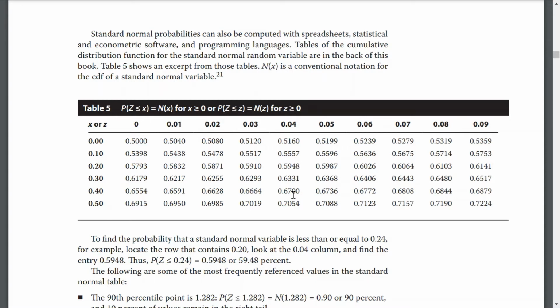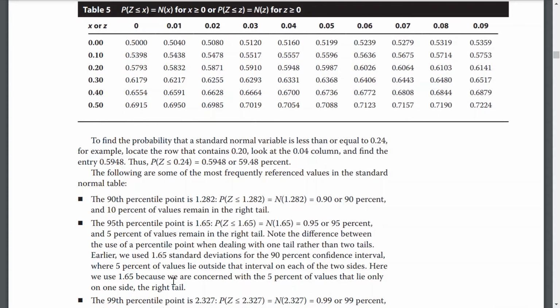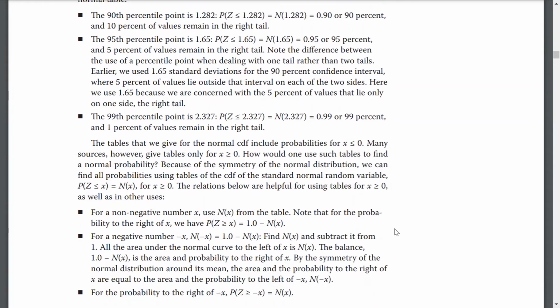Tables of the cumulative distribution function for the standard normal random variable are in the back of the book. Table 5 shows an excerpt of the tables, and N(x) is the conventional notation for the CDF of a standard normal variable. So this shows the probability for each. To find the probability that the standard normal variable is less than or equal to 0.24, for example, locate the row that contains 0.2, look at column 0.04, and find the entry 0.5948. Thus, that is 59.48%. The following are some of the most frequently referenced values in the standard normal table. So that's what it looks like. This is just the population distribution.